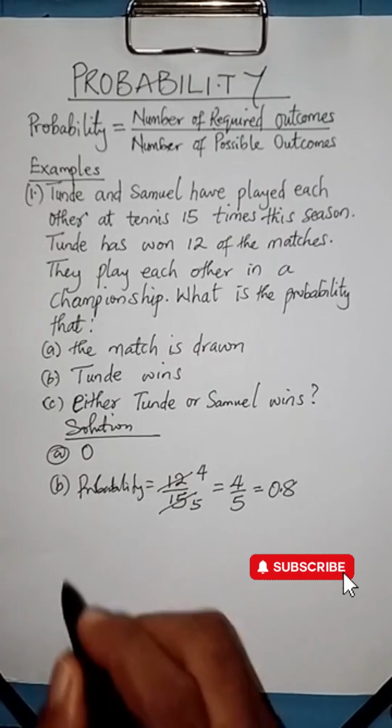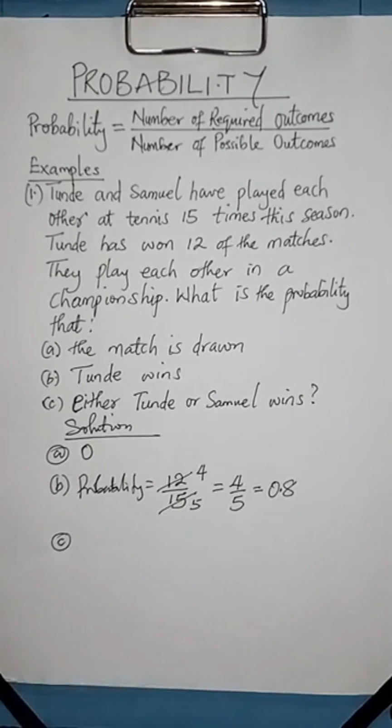Now let's look at the third part of the question, which is C. What's the probability that either Tunde or Samuel wins? Well, in this case, the answer is 1. Now, why do I say 1? Because it's either Tunde wins or Samuel wins.